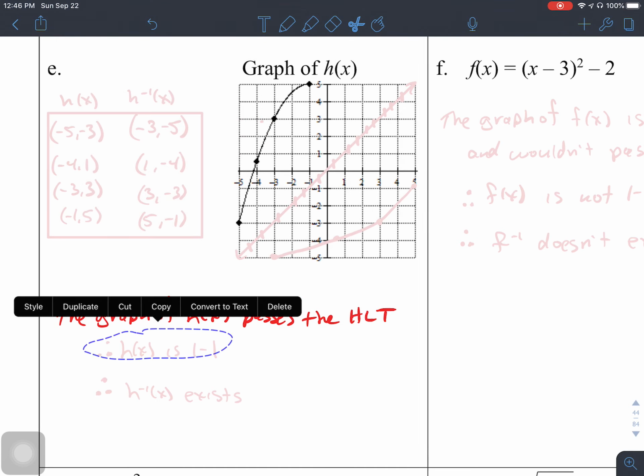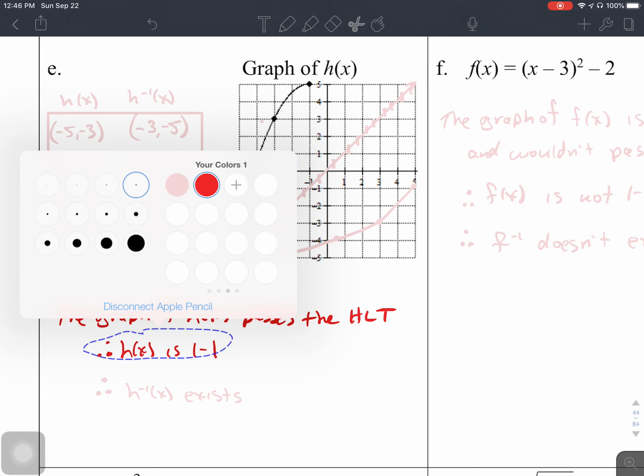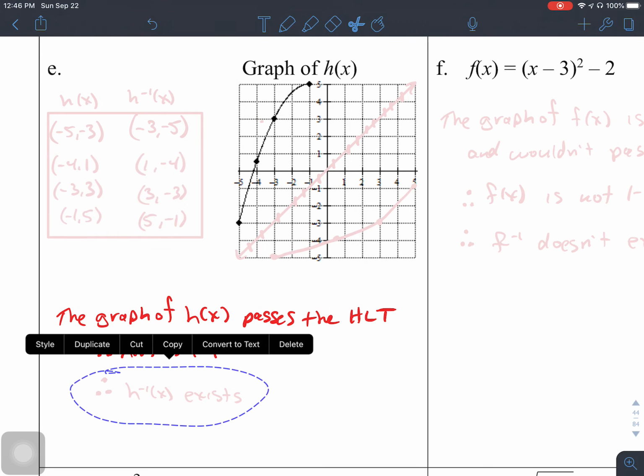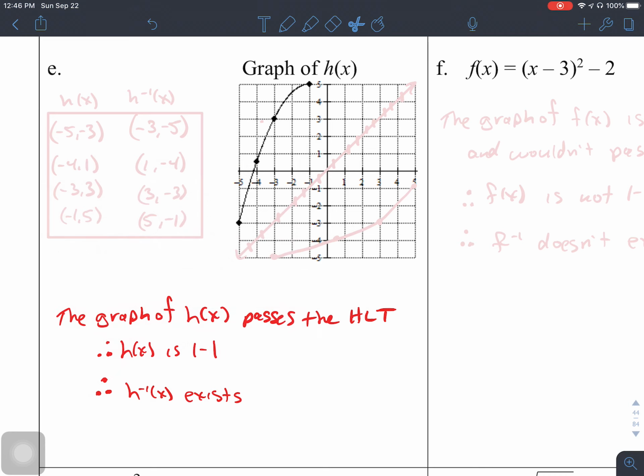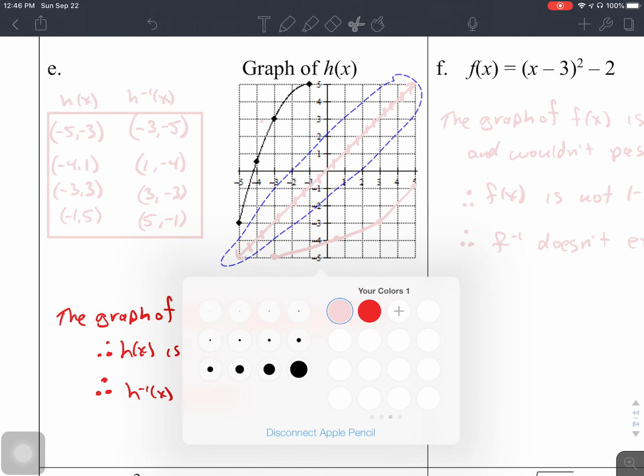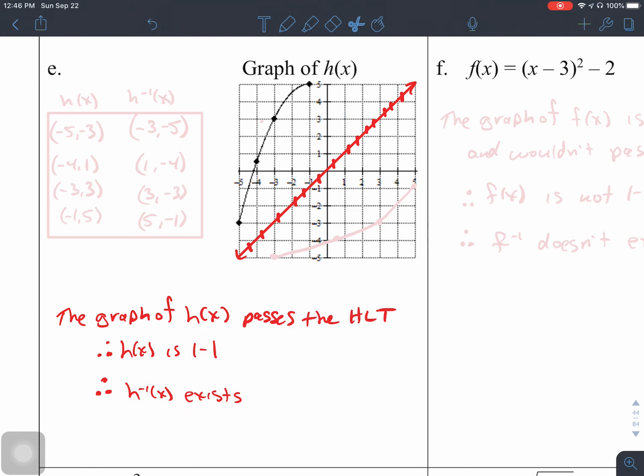Therefore, the inverse exists. Pardon me. Therefore, the graph is 1 to 1. Then, therefore, the inverse exists. So if I were to draw this little fella, these little dashes aren't supposed to be here, by the way. So originally, this is the line of symmetry.